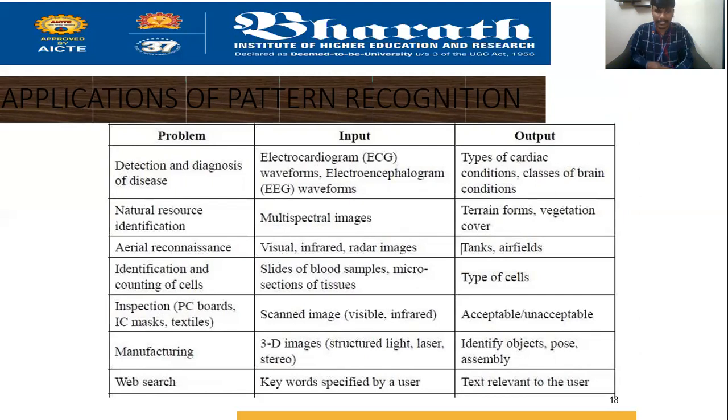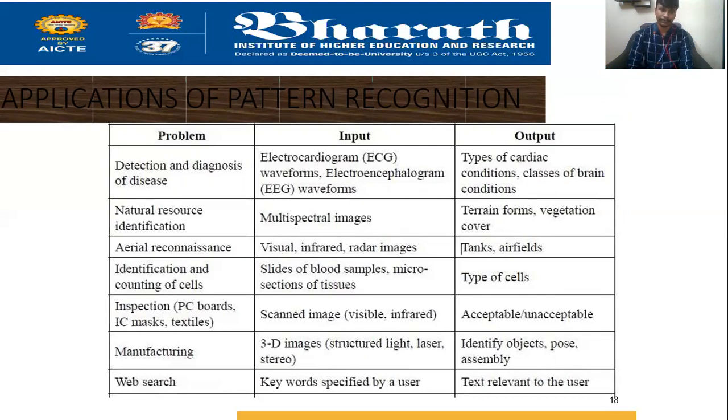Inspection, like PC boards, IC marks, and textiles, where the internal inspection can be verified by using pattern recognition. A scanned image, either visible or infrared, will be given, and the output will be the checking of the whole system. When it is true, it will be accepted. When it is false, it will not be accepted and it will be considered an unacceptable texture.